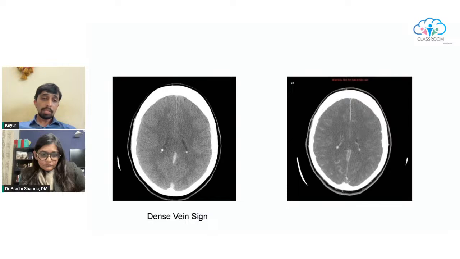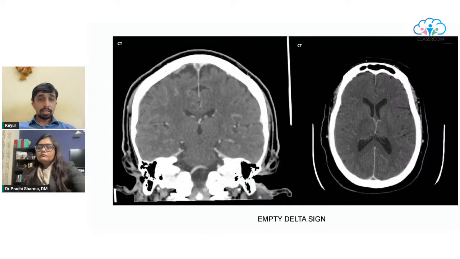The same thing can be seen in the straight sinus in this patient. This is known as the dense vein sign. When we do a contrast CT of the same patient, we will see a filling defect in the straight sinus as well as in the sagittal sinus, both of which appear hyperdense on the plain CT, and will appear non-enhancing on a contrast CT. This is known as the dense vein sign.